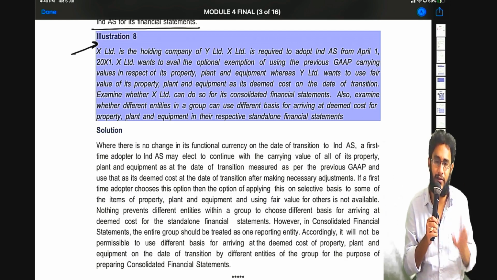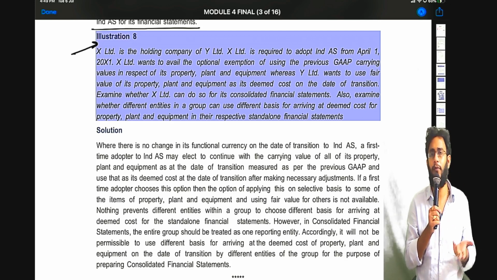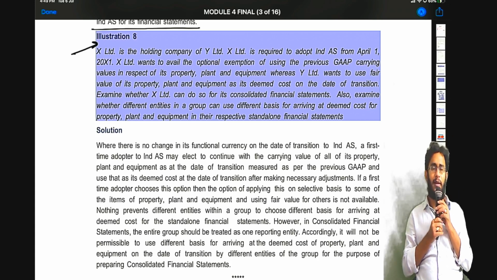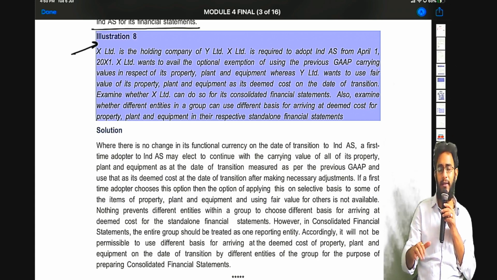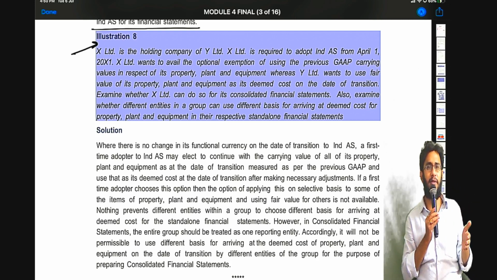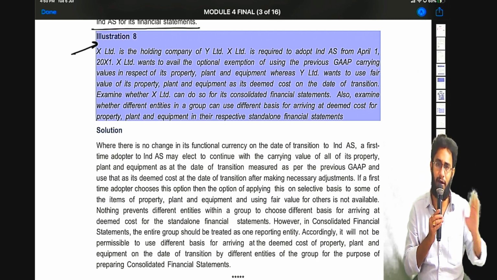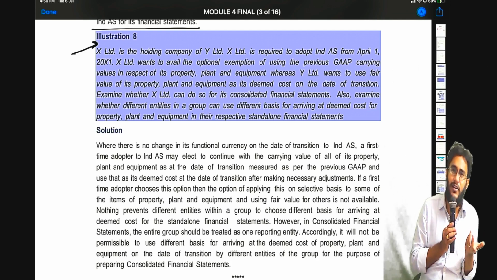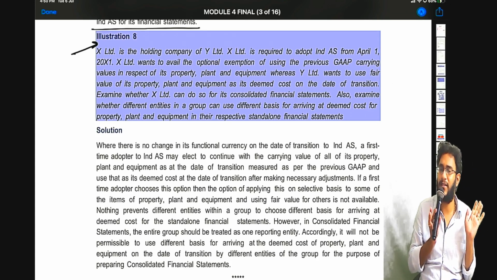Is it okay, first of all? Of course it is okay. Any choice companies can make. So X Limited in their financial statements had selected one option of transition. Y Limited in their financial statements have selected another model of transition. Fantastic. Now, the issue obviously is not in their separate financial statements. Where separate financial statements are concerned, fantastic.